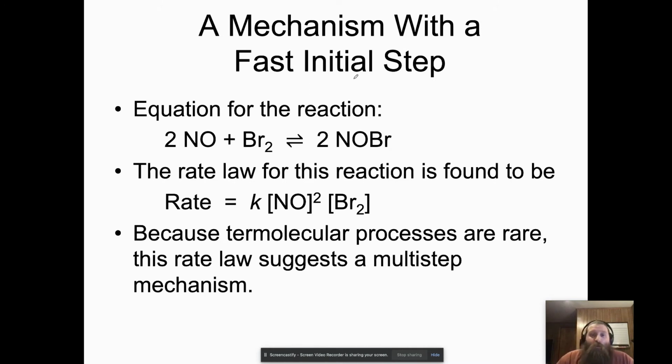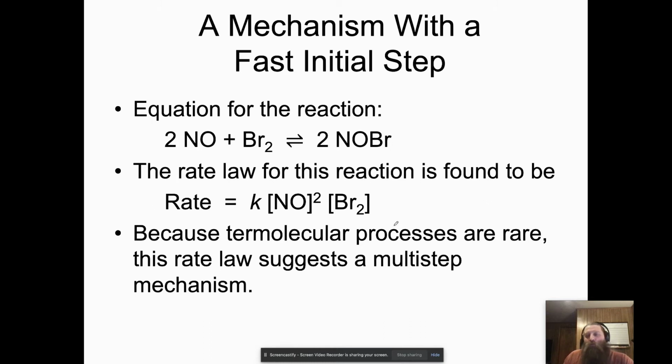Now let's look at a mechanism with a fast initial step. So we're going to look at the reaction between nitrogen monoxide and diatomic bromine in order to make NOBr. Now, in this reaction, our rate law is k[NO]^2[Br2]. And we look at that and I say, well, all right, I have two molecules of NO and one molecule of Br2. That's three molecules. That's termolecular. And so I look at that and I go, probably not, right?